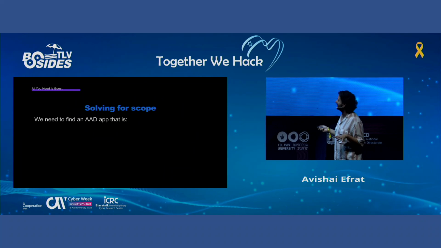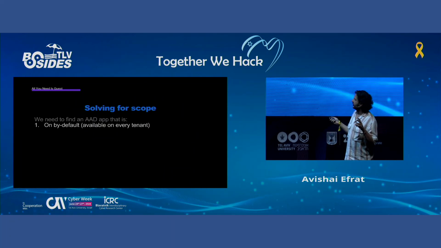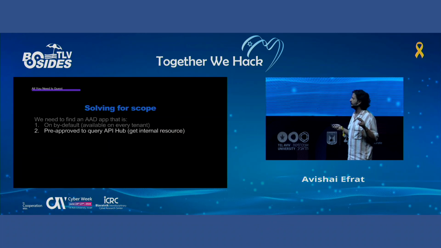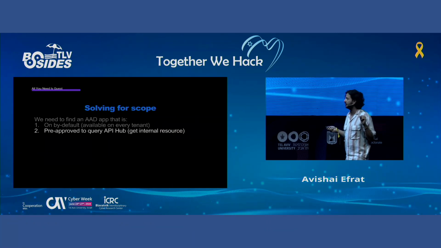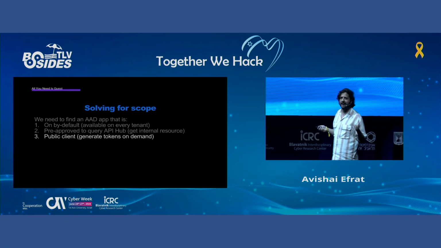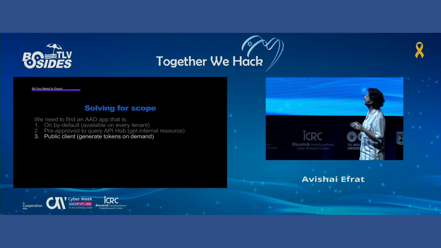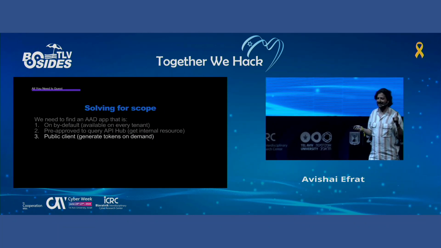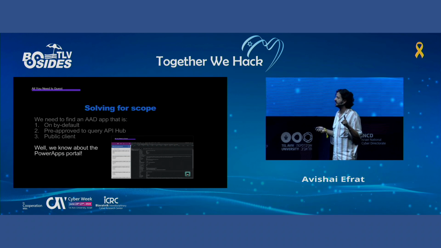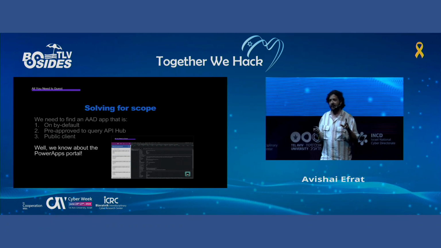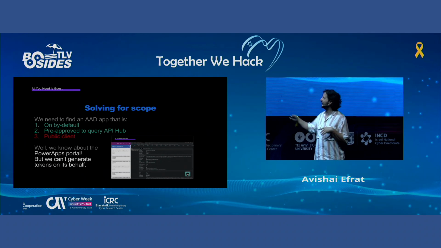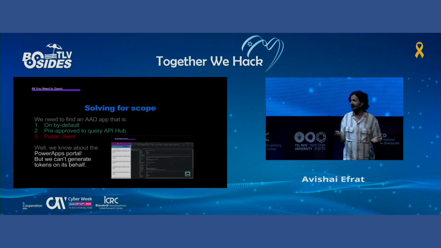So we're going to solve this actually by doing three things. We're going to find an application that's on by default, that is pre-approved to query that internal resource, and that is able to generate tokens on demand, okay? We want a full bypass here. And it's supposed to be a public client for that, okay? And one application that does that is the Power Apps portal, okay? Because we saw it earlier, we were able to do that. But not exactly. We couldn't actually generate tokens on its behalf.